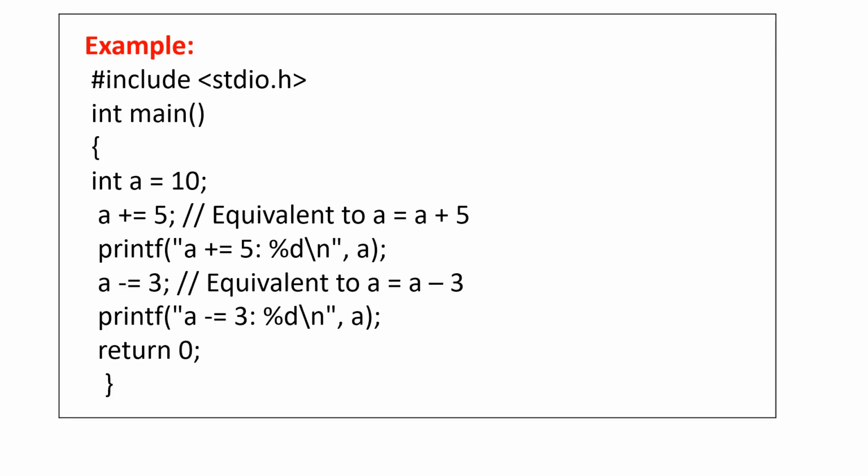In this example program, we can see a plus equal to 5. This means that a equal to a plus 5. The a value is 10. So a equal to a plus 5, that is 10 plus 5. Now the a value will become 15. In the same manner, in this statement, a minus equal to 3 is equivalent to a equal to a minus 3. So 10 minus 3, the result will be 7.